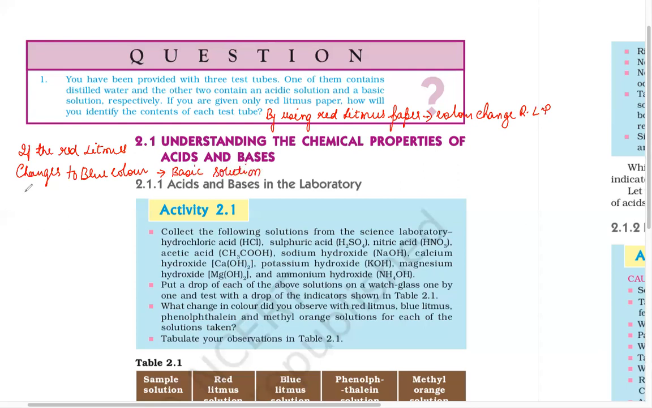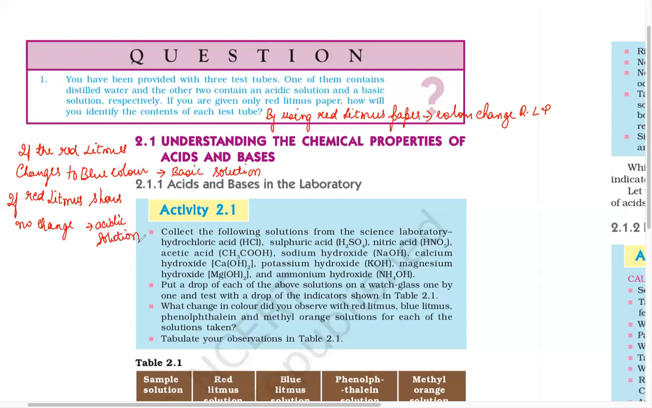If the red litmus paper does not change, there is no change, then it is an acidic solution. If the red litmus paper shows no change, then it is an acidic solution.